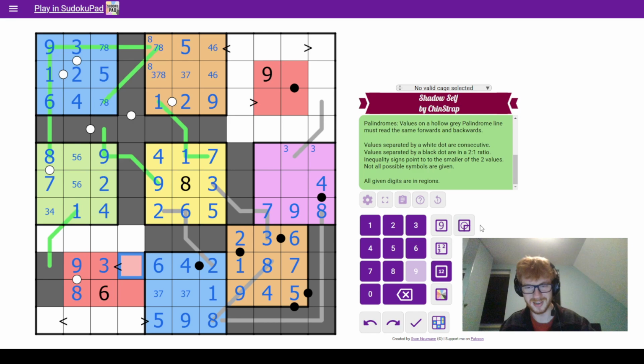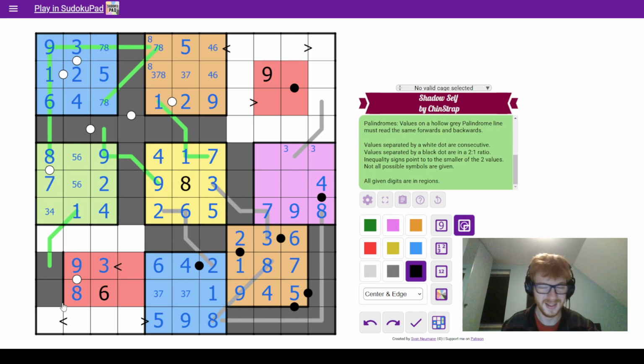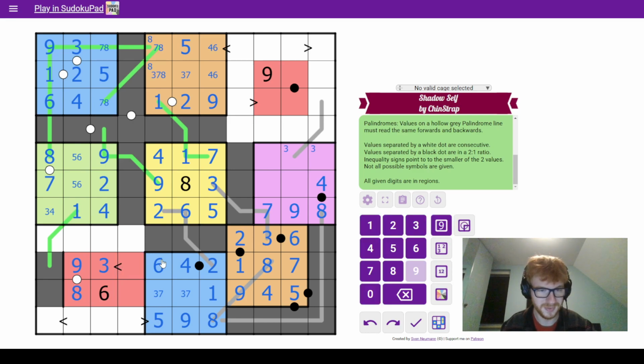Not gonna judge myself. This is a difficult puzzle. Just let me have the difficult puzzle. 1, 2, 3, 4, and then 5, 6, 7.